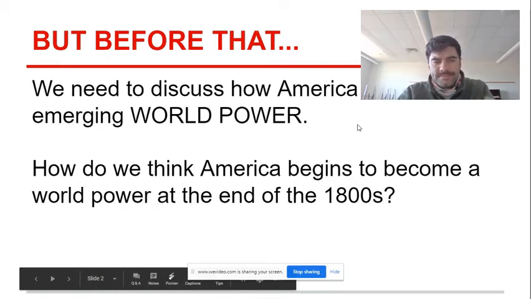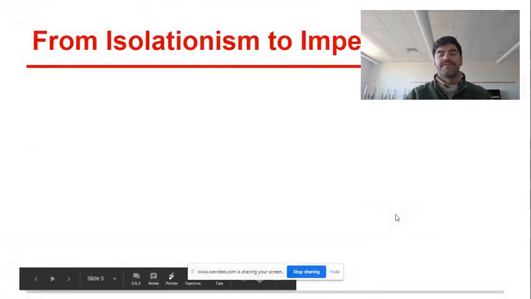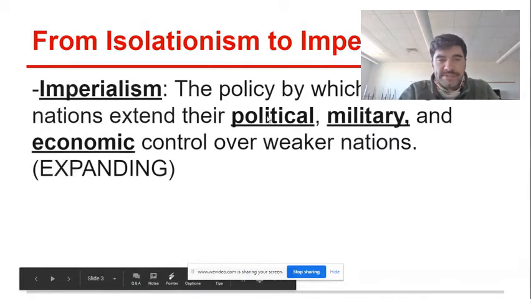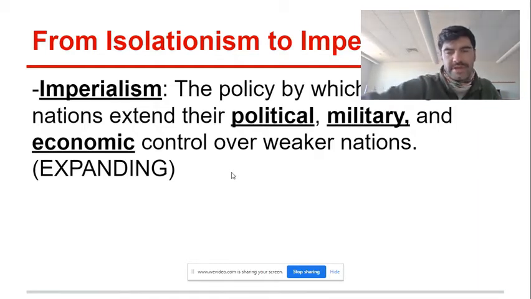So America, we know, is emerging as a world power, right? By the end of the 1800s, like I said, its economy is growing more powerful than ever. The government is becoming stronger. Okay, it's fully recovering from the setback, which was the Civil War. Okay. And like I said, imperialism is simply the policy by which strong nations extend their political, military, and economic control over weaker nations in the world.